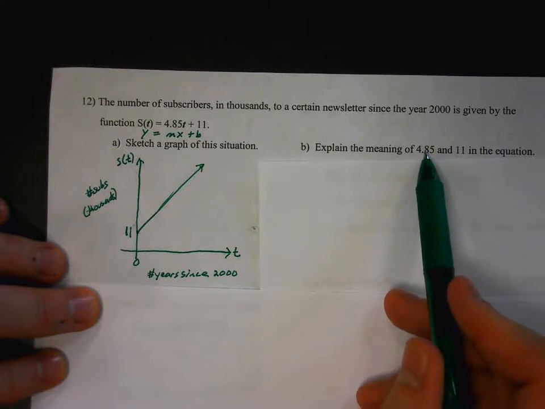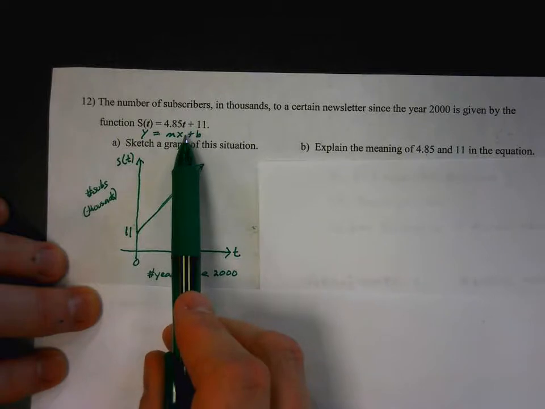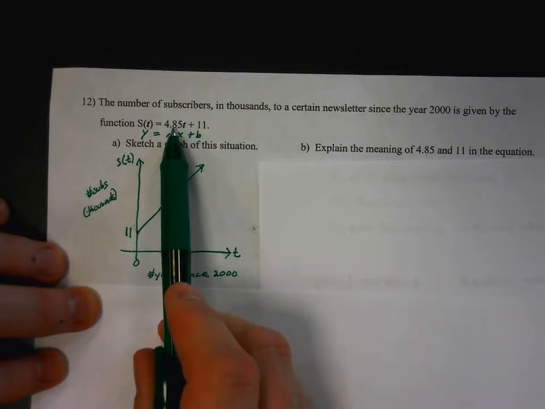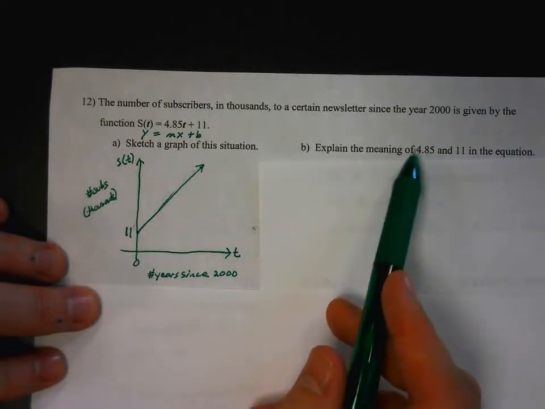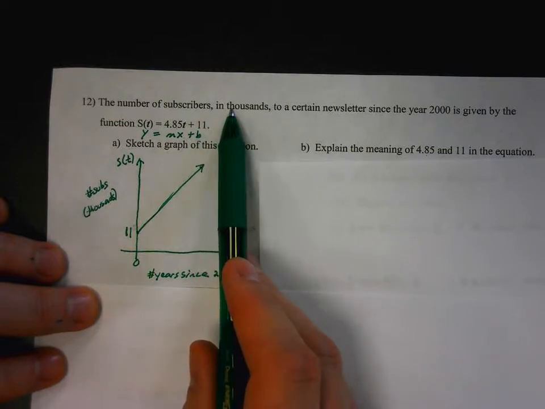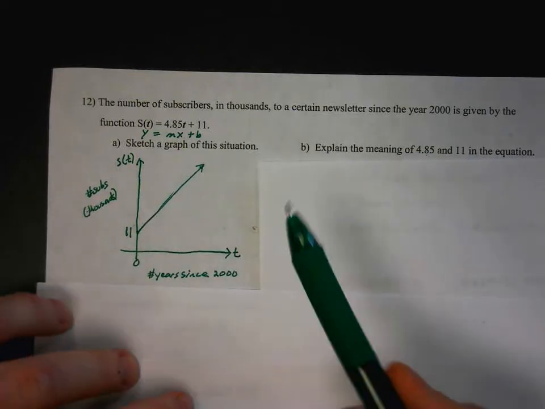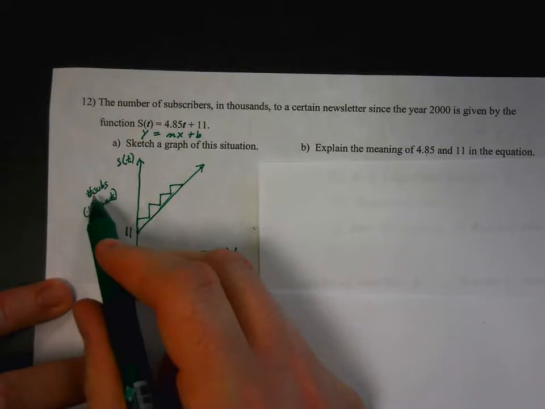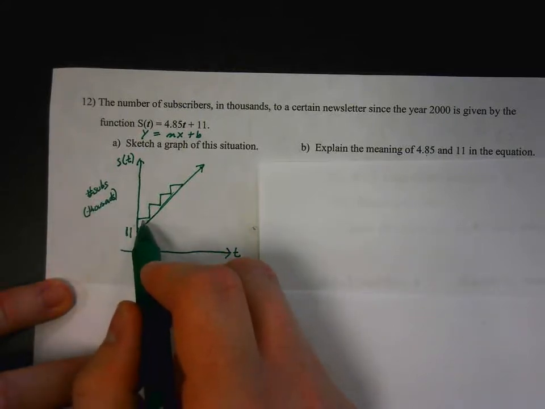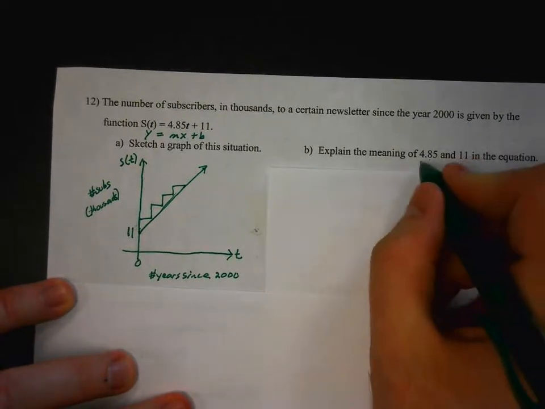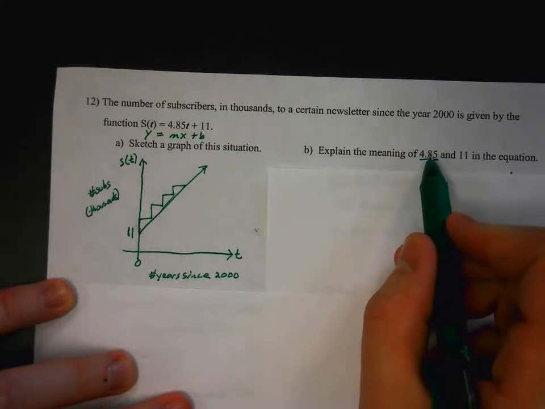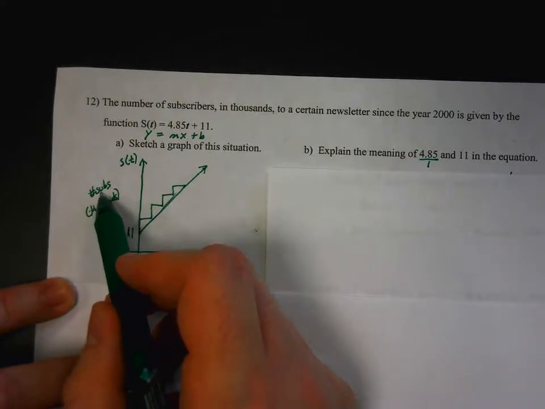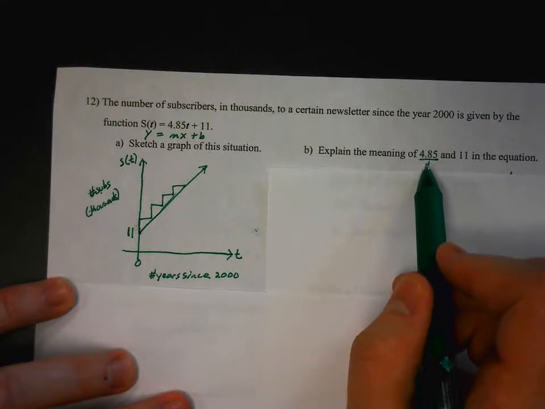To explain the meaning of the coefficients 4.85 and 11 in the equation, we already mentioned y equals mx plus b, so the slope is 4.85. But that does not explain the meaning of it. That tells you we have a slope of 4.85, but what does that mean in the context of the question? It means something was increasing by 4.85. The number of subscribers in thousands is given by this function. When we look at slope as rise over run, going up changes the number of subscribers in thousands, and going to the right is the number of years. So 4.85 over 1 means the y value goes up by 4.85, so the number of subscribers increases by 4.85 thousand per year.